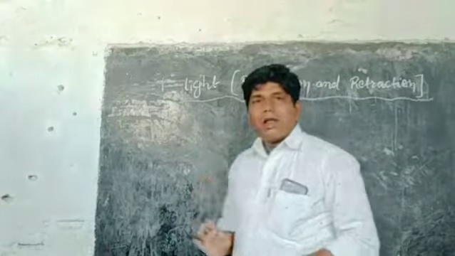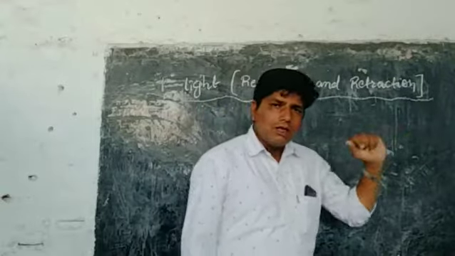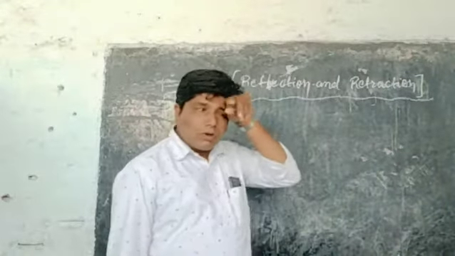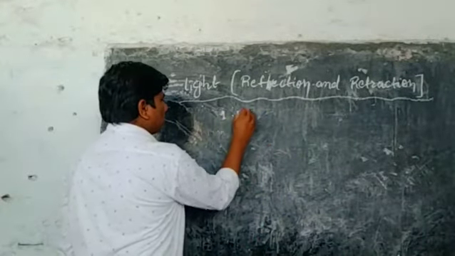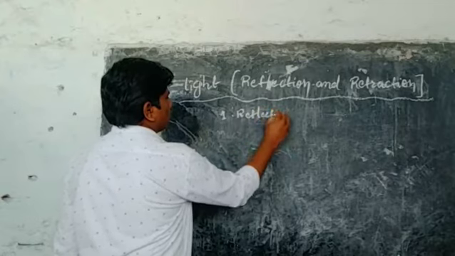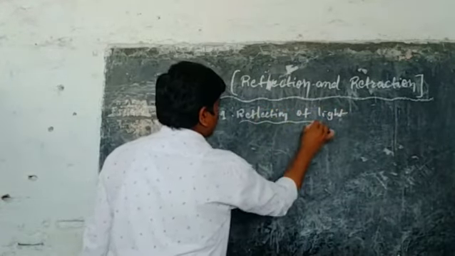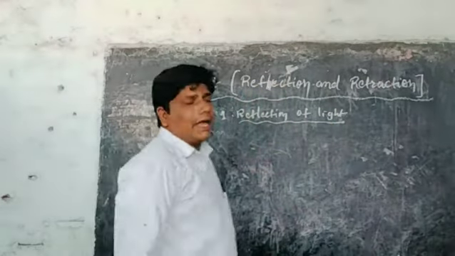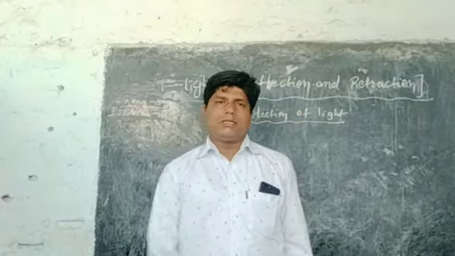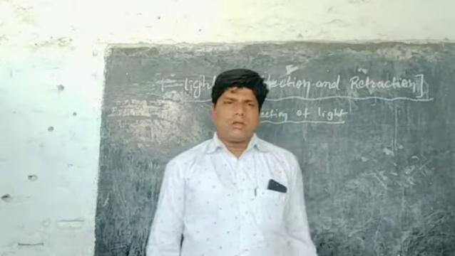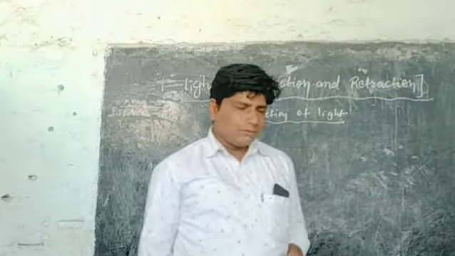So here light has two parts in this lesson. One is the reflection of light and another one is the refraction of light. So first we go with the first part of the lesson, that is reflection of light. To understand about reflection of light, we need to know some basic concepts. To understand much better about reflection of light, we take a real life example.